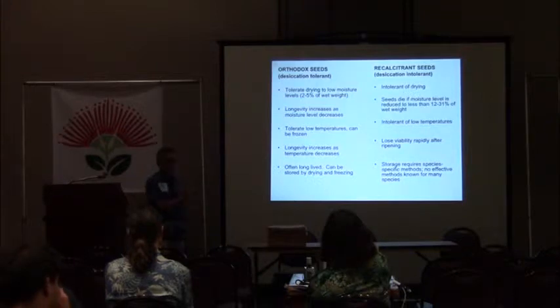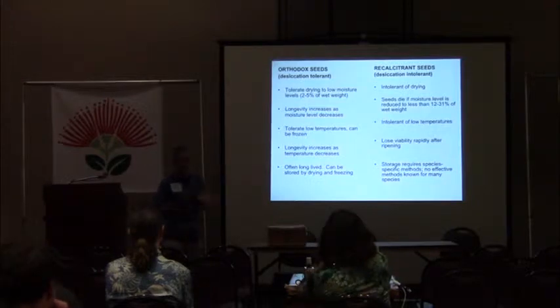Secondly, orthodox seeds tolerate low temperatures. And this again is important because the cooler they are, the longer they last, and they tend to be somewhat long-lived anyway. So they can be stored by drying them down to very low moisture levels and keeping them at low temperatures, typically freezing. In contrast, recalcitrant seeds cannot be dried, and so you can't use drying as a technique for storing them, because as they dry, drying will kill the seeds.